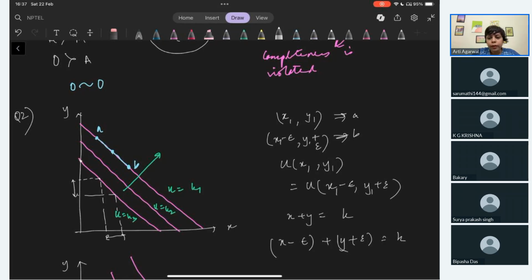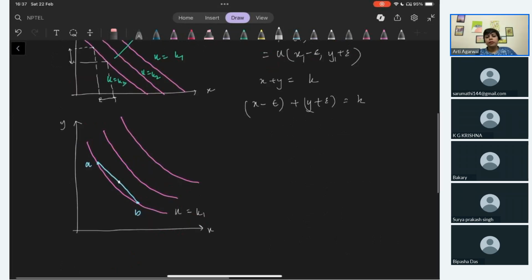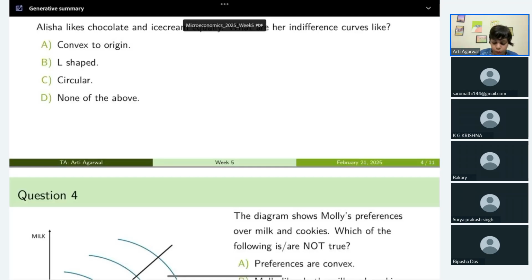But more importantly, I hope you understand the way you decide whether some preferences are convex or not, because just the shape of the curve alone does not tell you that. You have to be careful about which direction utility is increasing or decreasing. And we will do some more questions of this type.